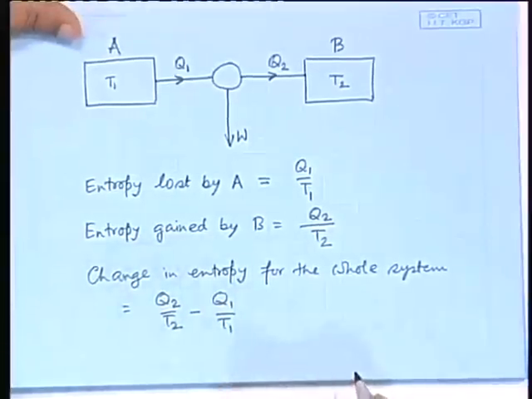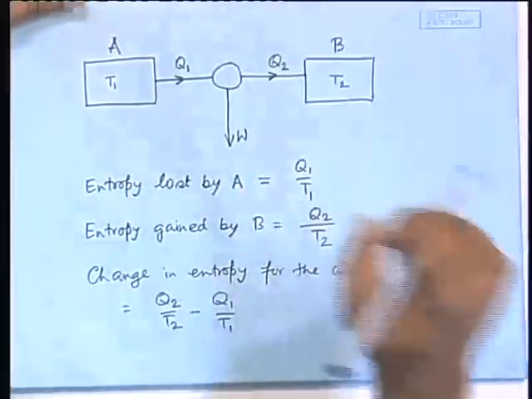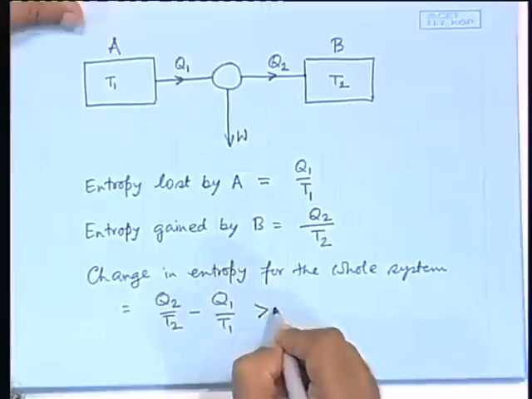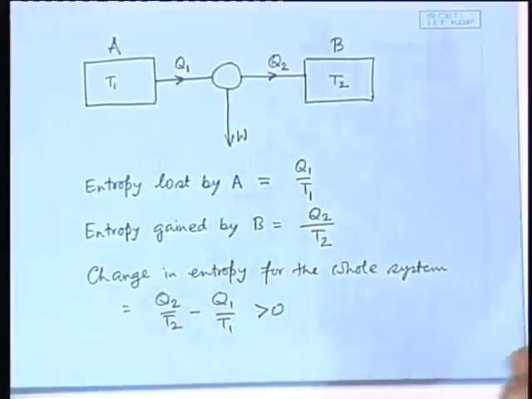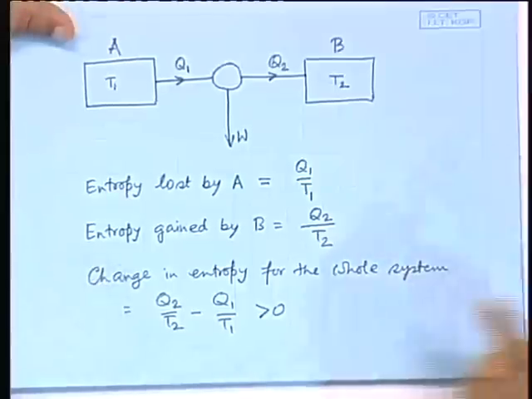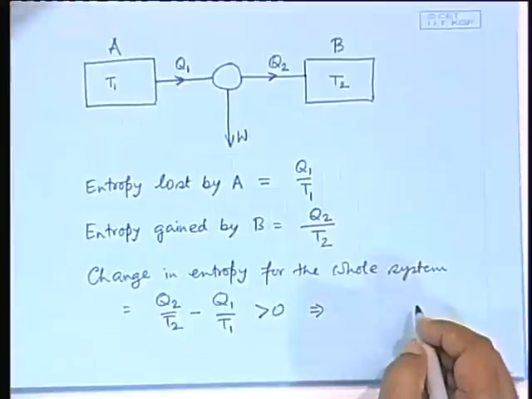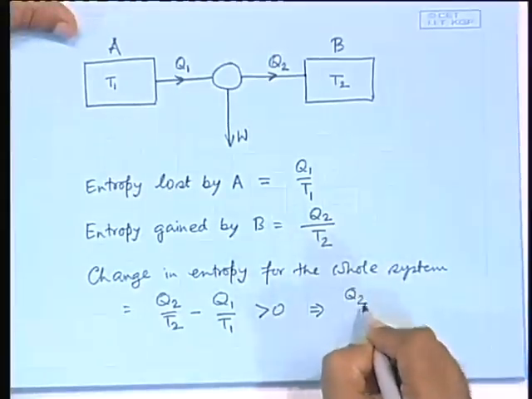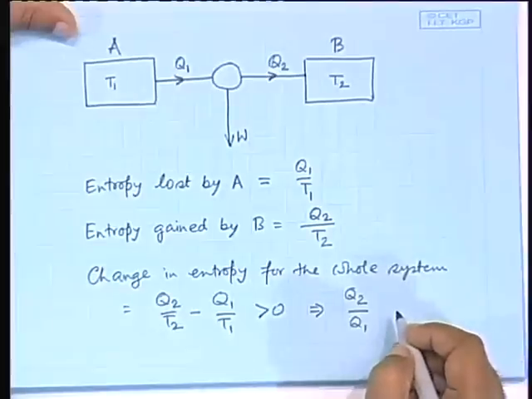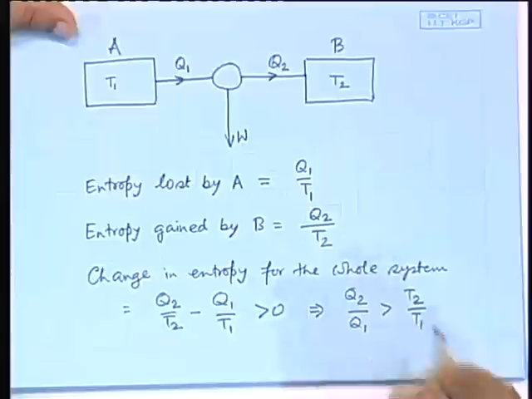Right, and that by the just stated law of thermodynamics should be positive, entropy always increases. Okay. This tells you what? Q2 by Q1 should be greater than T2 by T1, right?